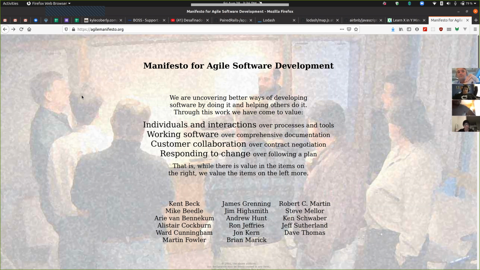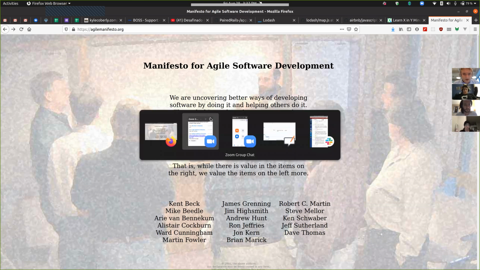Figure out what the strong, compelling reason is to value process and tools, comprehensive documentation, contract negotiation, and following a plan. Figure out why somebody might care more about that, and then come up with some reasons why the things on the left might be more valuable. So 1, 2, 3, 4. I'm going to split you into groups.